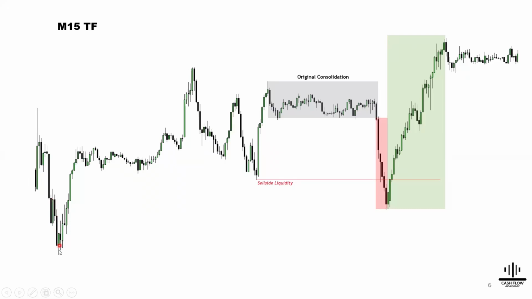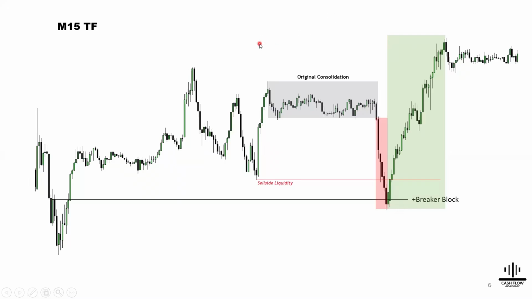This consecutively down close candle is a 15-minute bullish order block, and then here is what? A breaker block. And you can see how price found support, and then there was a reversal here. This is what we call the smart money reversal, and it rallied.